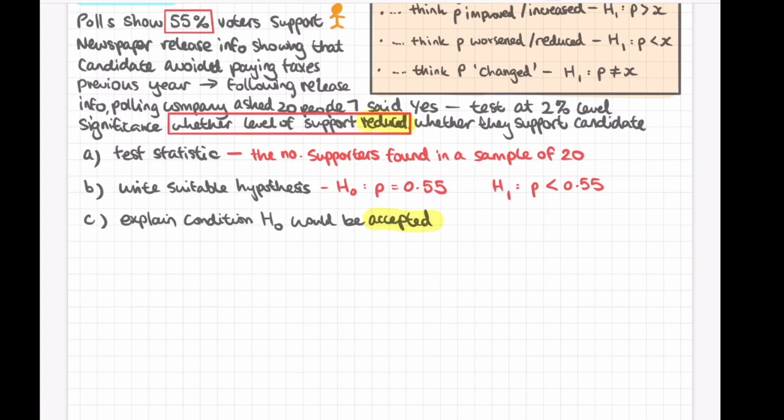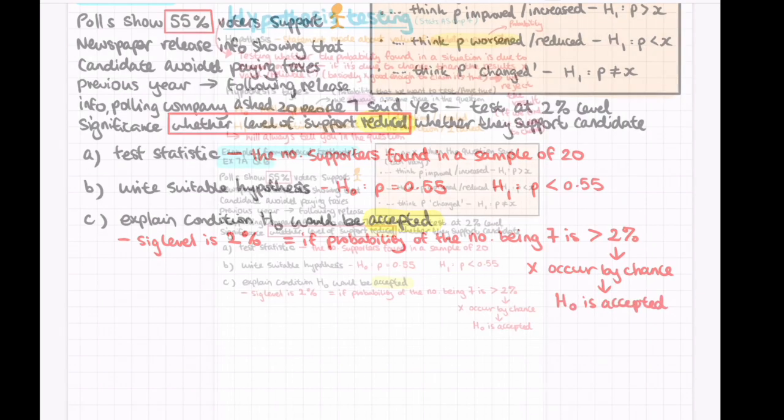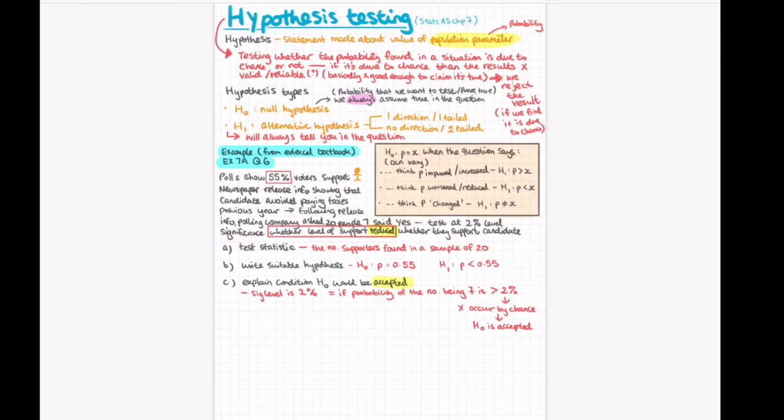For this question, you know that the significance level is 2%. What this means is that if the probability of the number being 7 is more than 2%, this means that this didn't occur by chance, which means the null hypothesis is accepted. So that was the first part of hypothesis testing, the intro, and the next part is about finding critical values.